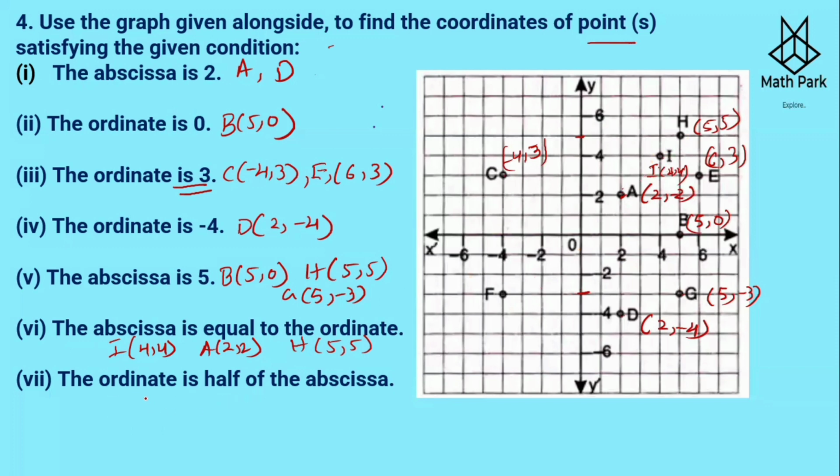The ordinate is half of the abscissa. That means y is x upon 2. So the ordinate is half of the abscissa. This is point E, where the x coordinate is 6 and the y coordinate is 3, which is half of 6. So the point is E, 6, 3. This is how we have done question number 4.